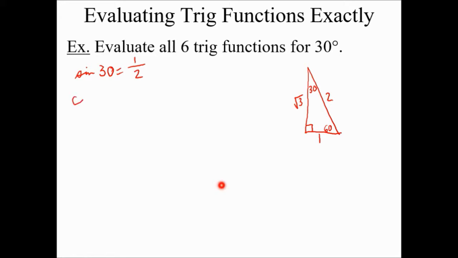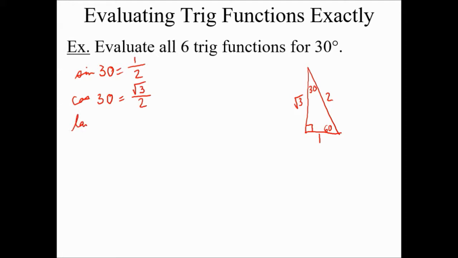To find the cosine of 30, cosine is adjacent over hypotenuse. Well, for the 30, the adjacent side is radical 3. Remember, don't use the hypotenuse. Use the other side next to the 30. And then for this triangle, the hypotenuse is 2, so 2 right there.